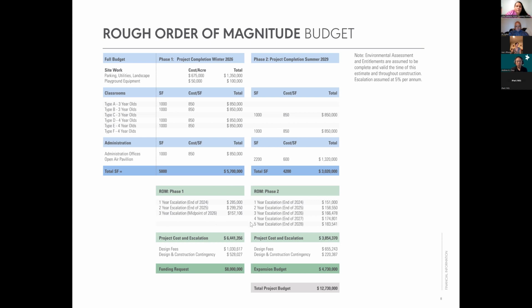And then phase two is anticipated to come in years 4 and 5. And that is expected to cost an additional $4,730,000 for a total project budget of $12,730,000.